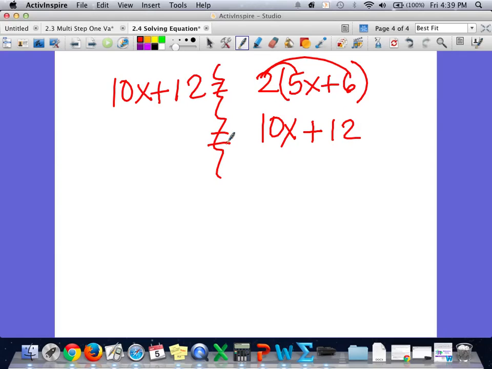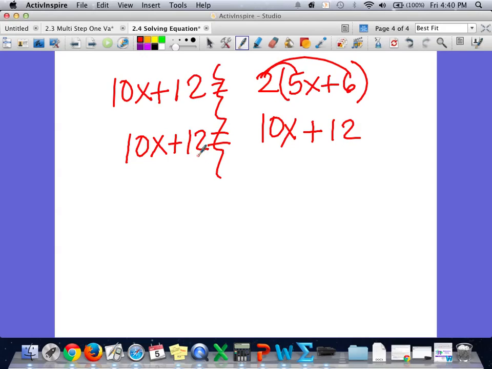That's going to be 10x. Oops, I have a hard time writing. All right, what do you notice already? Does anybody notice anything weird? I have 10x plus 12 is equal to 10x plus 12. The same exact thing on both sides.